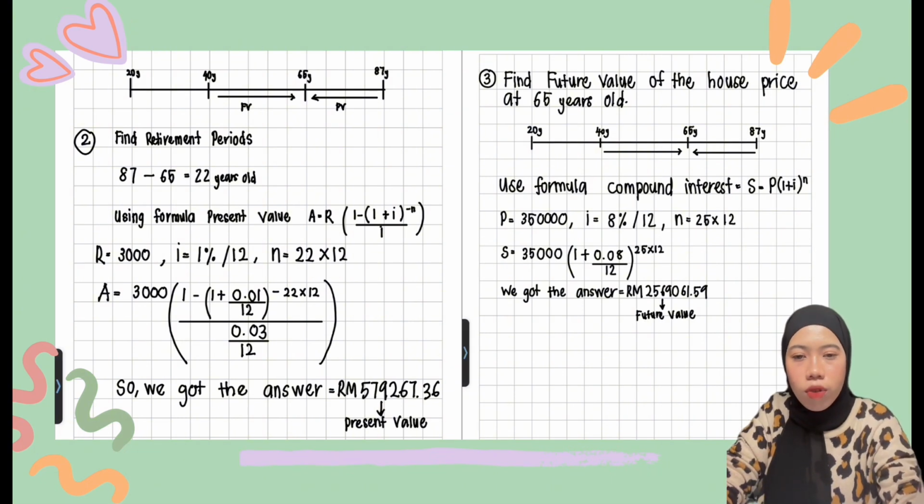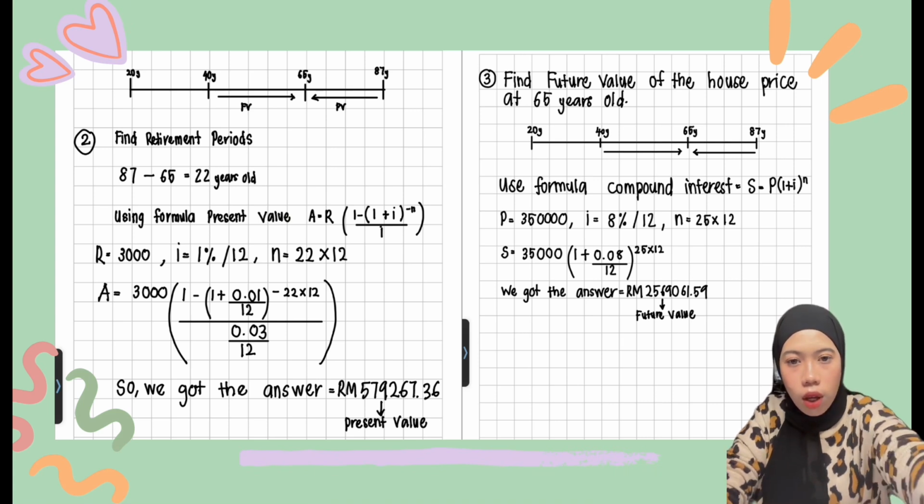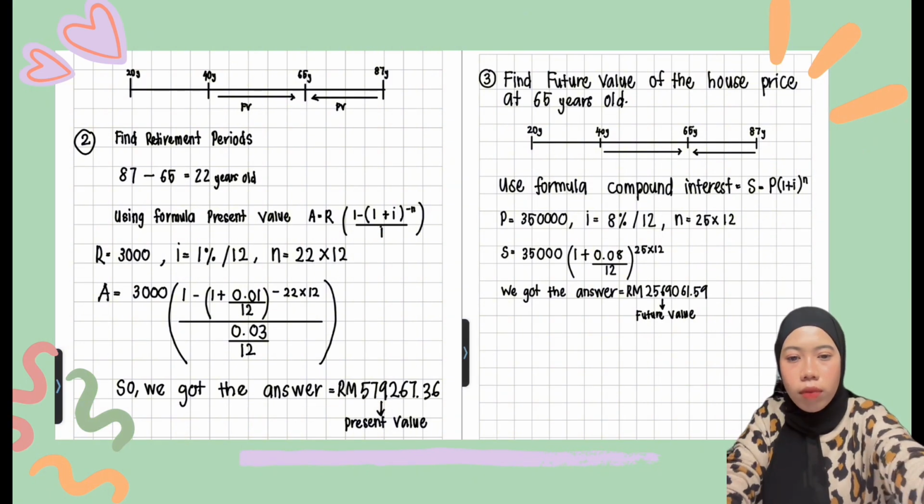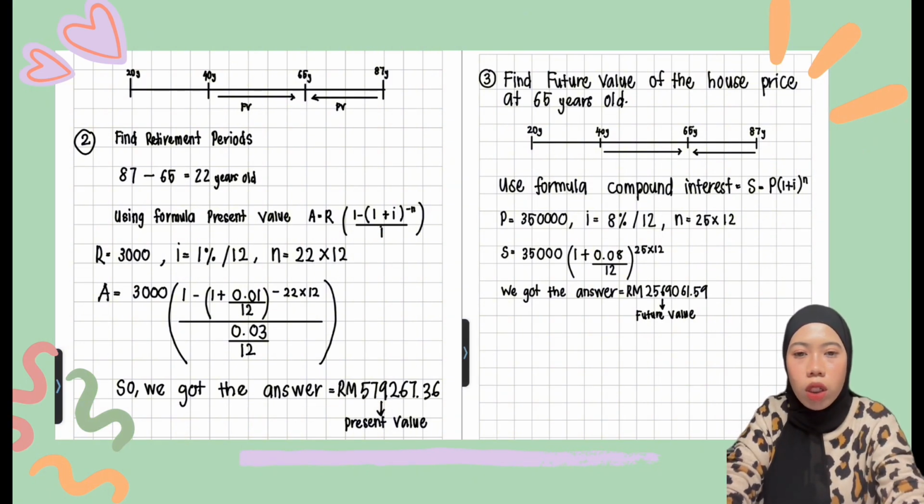Next, find the future value of the house price at 65 years old. We find it from 40 years old to 65 years old, so we need to use the compound interest formula. The reason why we use the compound interest formula is because the annuity future value formula can be used only if we have an annuity, but this doesn't have an annuity. Annuity means investing every month. In this case, he just pays one time.